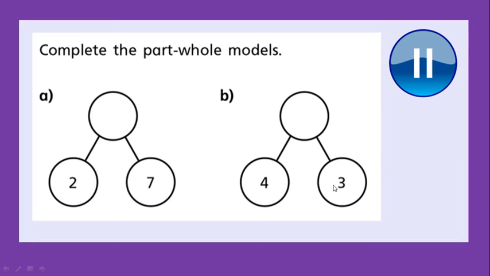And it's the same here. These two part numbers are going to be added together to create the whole number. And basically what that means is these two numbers here will be a number bond of this number up here. That's all it means. Okay, so pause the video, work it out, and we'll check on the next slide.